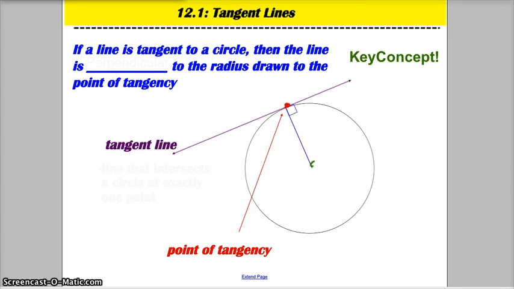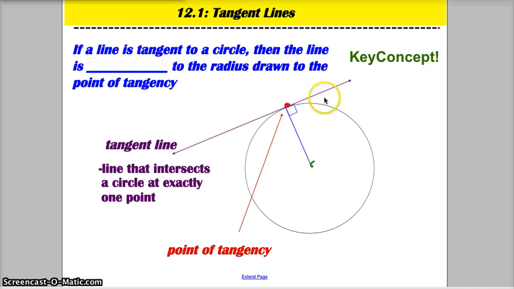This is section 12.1, tangent lines. Definition of a tangent line: it is a line that intersects a circle at exactly one point, and it is indicated here by the red dot on your screen. If a line is tangent to a circle, then the line is perpendicular to the radius drawn to the point of tangency.